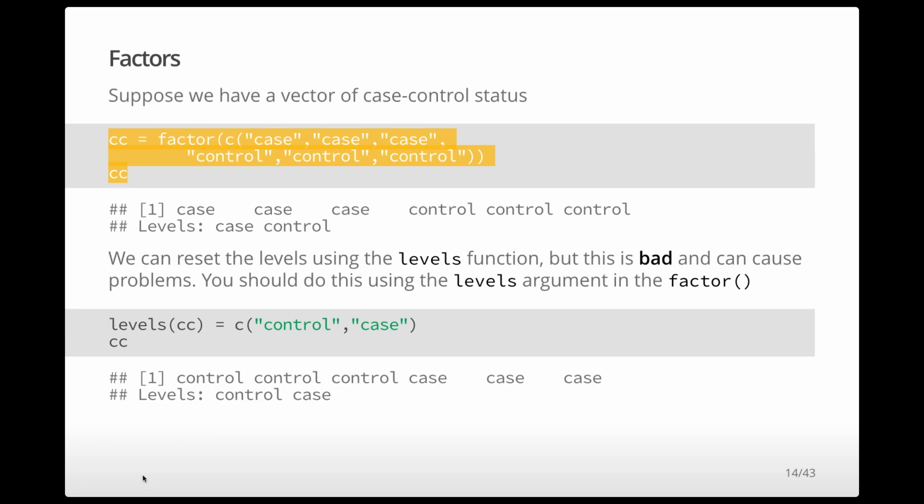So what did this do? We said levels of CC is equal to control, case. That's what I want the levels to be. Now look at the data. Yes, the levels are right, but now it's just flipped all of your labels. The first record used to be case, now it's control, case, control, case, control.